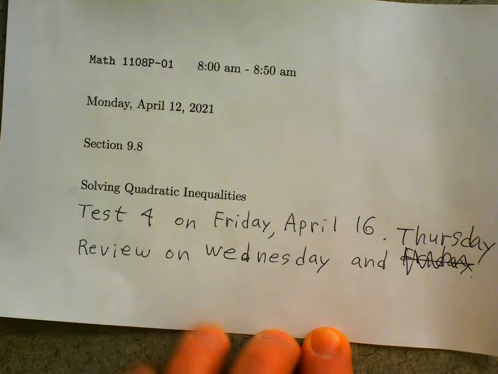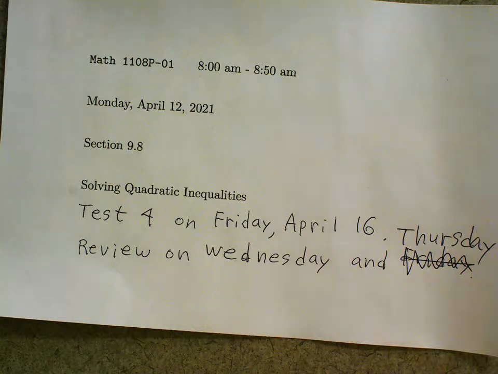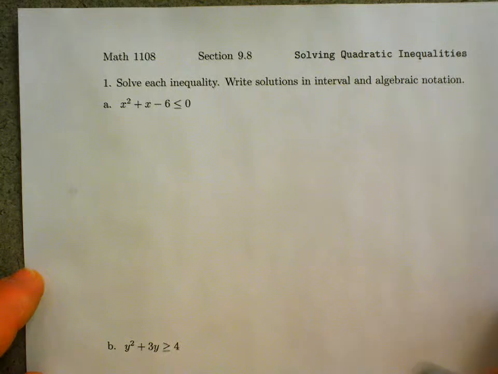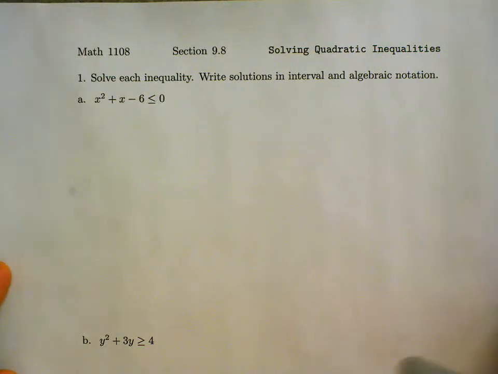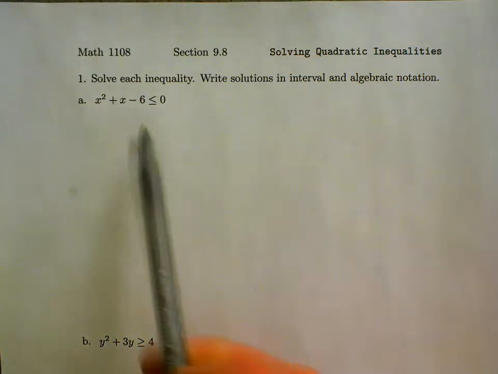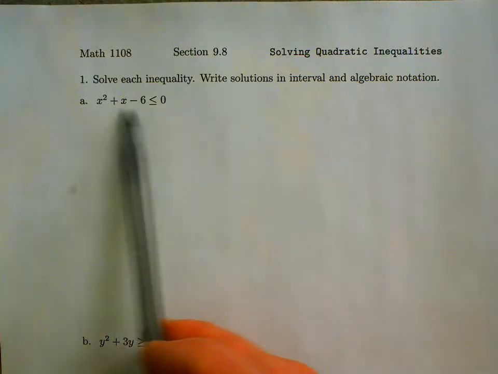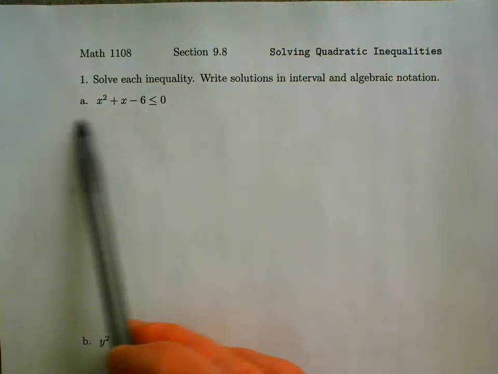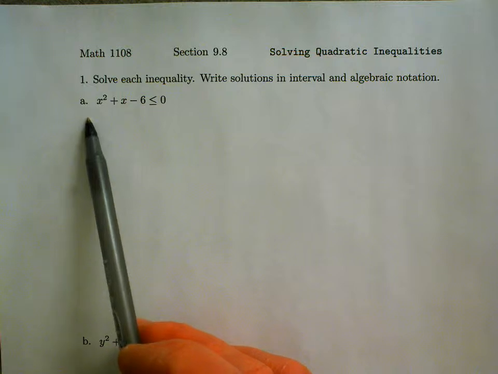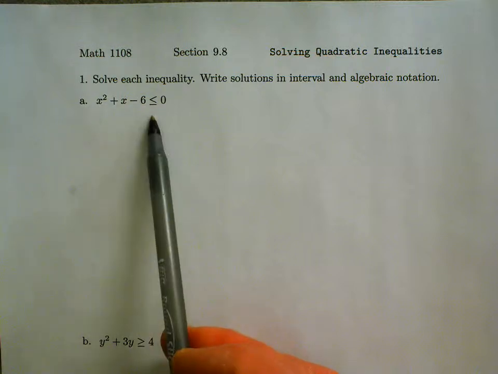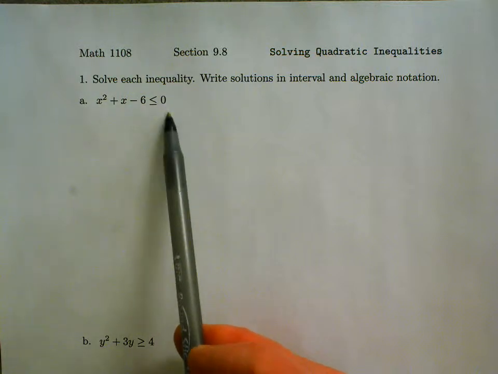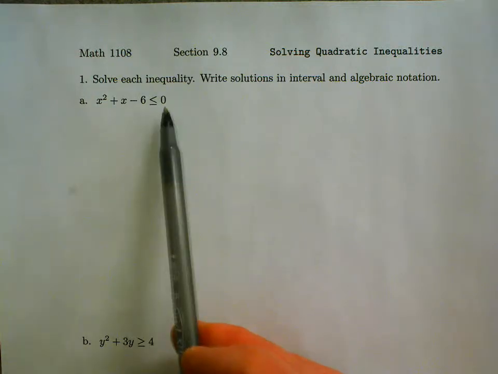Okay, let's start some of the problems in section 9.8. We'll solve each inequality and then write the solutions in interval and algebraic notation. You can see that the left-hand side is a quadratic expression. It has the form ax squared plus bx plus c. And the right-hand side is 0. We always want one side to be 0.